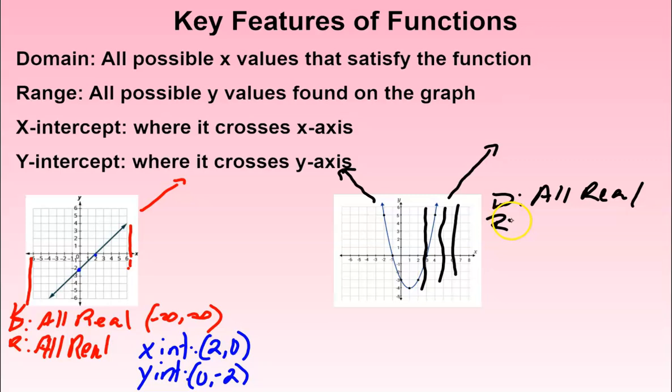The range. The range now does have a limit. I'm going to erase the lines that I have here. You can see that there's a limit. It doesn't go below this line. So I would say y has to be greater than or equal to, because it can equal this point, and the lowest y value is at -4. So it has to be greater than or equal to -4.